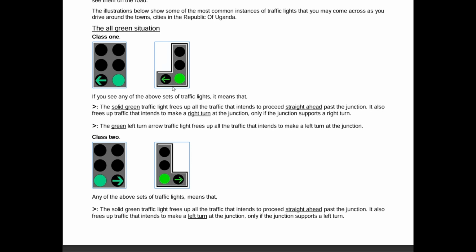Now there are situations where a junction may support a right turn, but the sets of traffic lights at the junction do not have a right turn arrow traffic light. In this case, any motorist that is turning right at the junction should proceed along with the motorists that are going straight ahead. So if you're turning right at a junction that supports a right turn, when the traffic light turns green, you are allowed and no one will fine you if you decide to proceed with the motorists that are going straight ahead. In this case, the solid green traffic light is a traffic light that you follow.